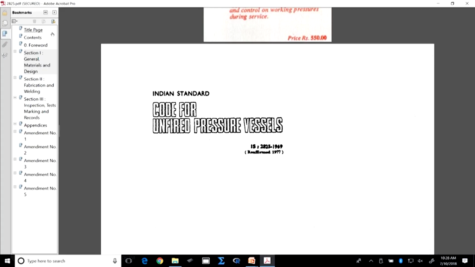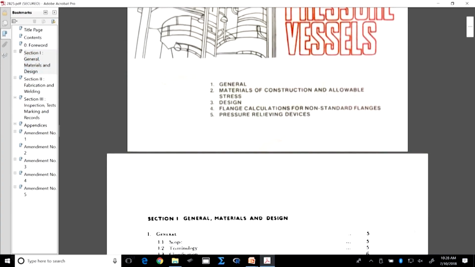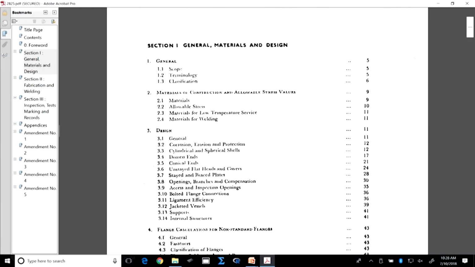and if you see the content of this code, here I am having section 1, section 2 and section 3, and as far as this particular course is concerned, we will only focus on section 1, which is on generals, materials and design. For design, section 1 should be considered. Therefore, we are focusing on this only, where designs are given like cylindrical as well as spherical shells, and then we have different sections that we will discuss when time comes.